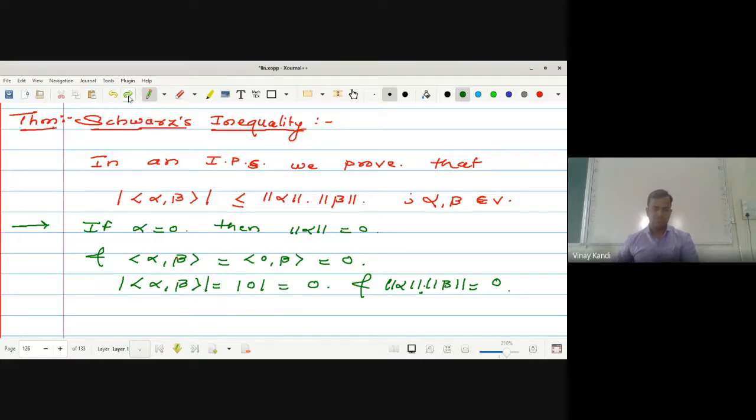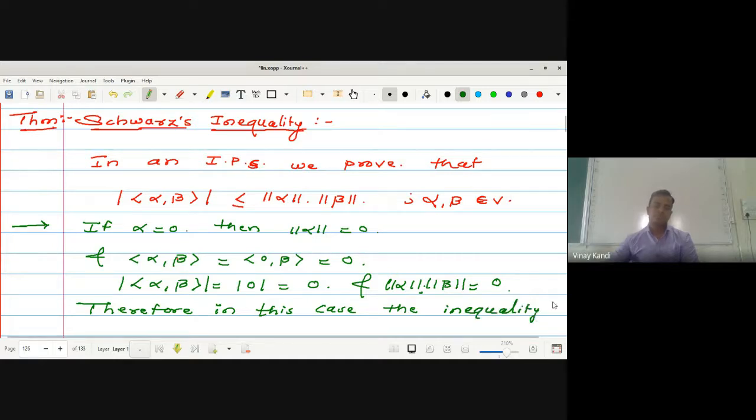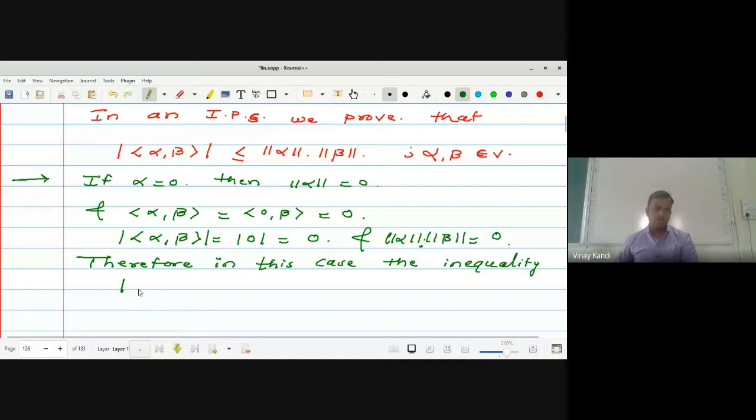So, in this case, the inequality holds: the modulus of the inner product of alpha and beta is less than or equal to the norm of alpha into the norm of beta. So this is case number 1.